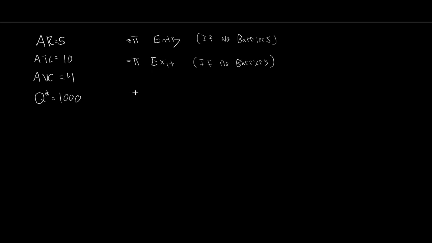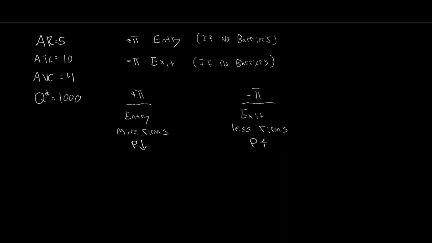Then, as we go through each of those, positive profit, negative profit, what ends up happening? Positive profit, we've said we would have entry. As we have entry, we would have more firms. More firms competing would end up pushing down the price. On this side here, we would have exit, meaning we would have fewer firms. And having fewer firms, less competition between them, the price begins to rise. So we need to figure out which of these two areas we're in.